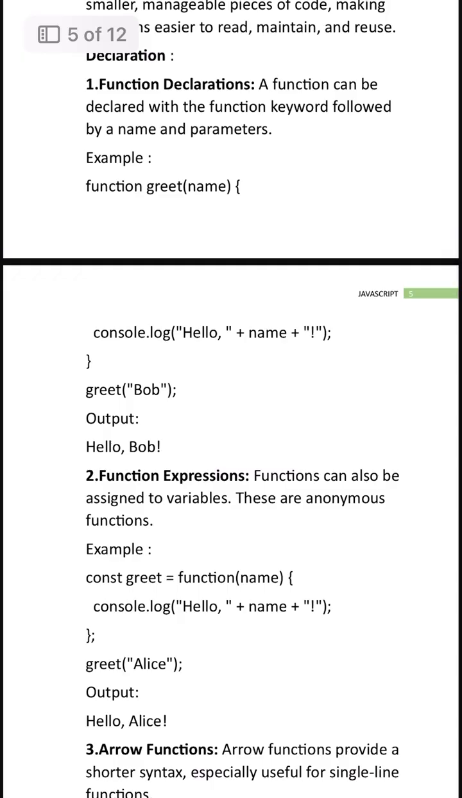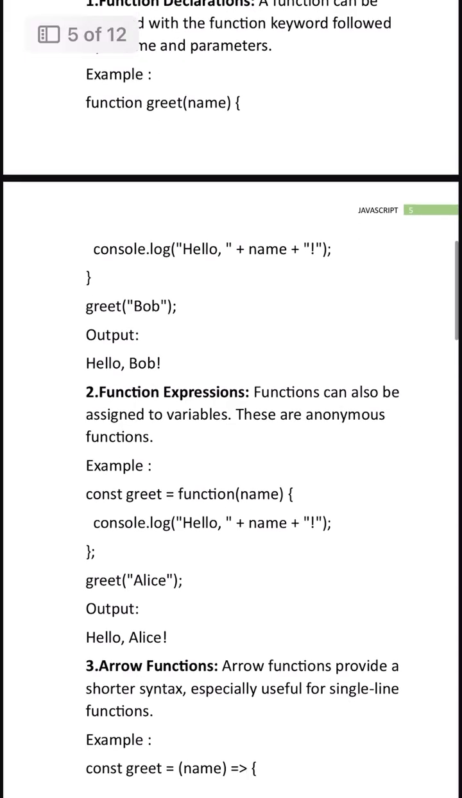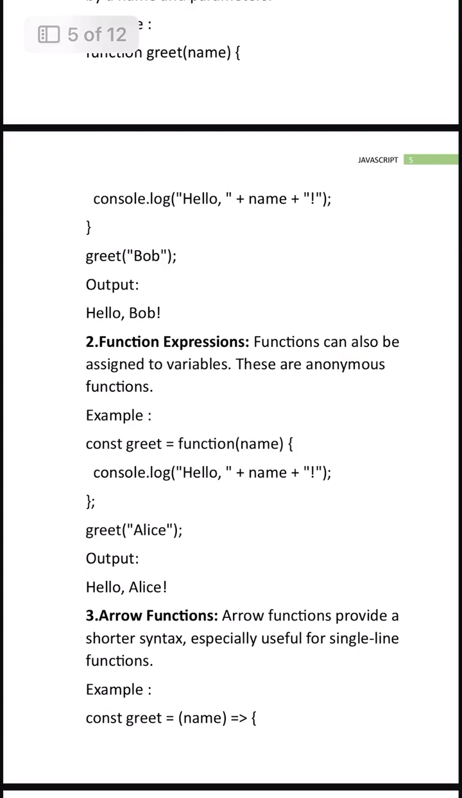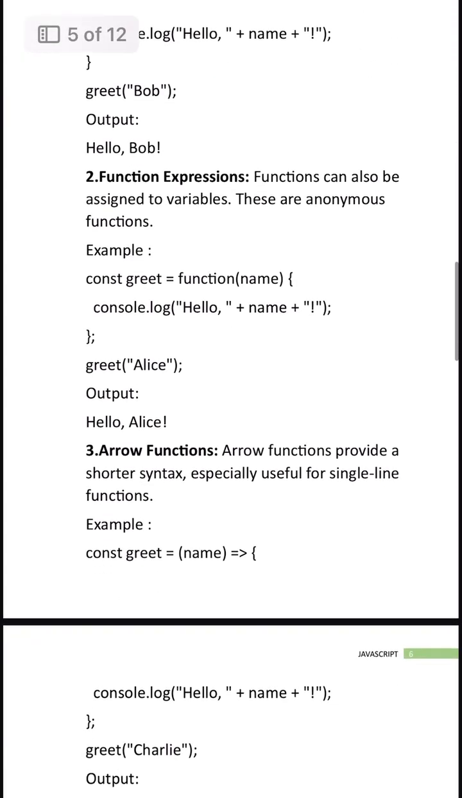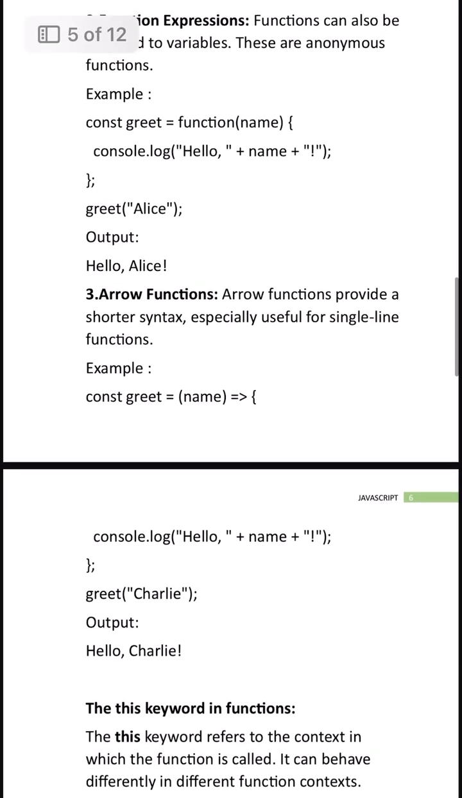Function expressions. Functions can also be assigned to variables. These are anonymous functions. Here you can see the example of function expressions. Arrow functions. Arrow functions provide a shorter syntax, especially useful for single line functions.